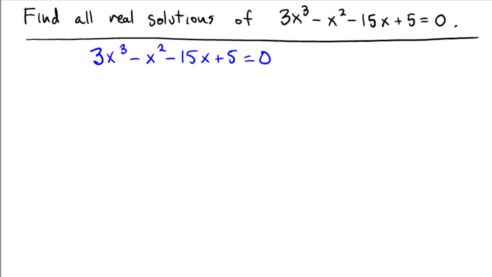Okay, first thing I notice is I have a 3 and a 1, and then I have this 15 and 5, which is also a 3 and a 1 if we factor out a 5. So the approach I'm going to take on this problem, I think, is going to be factoring by grouping.